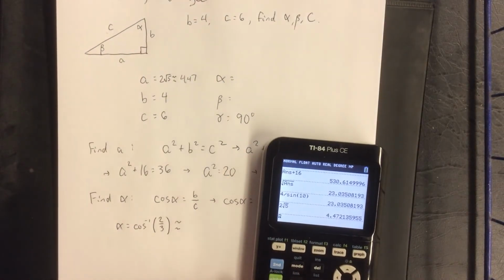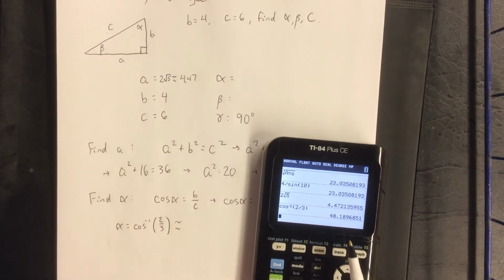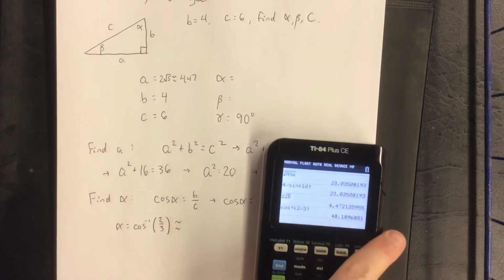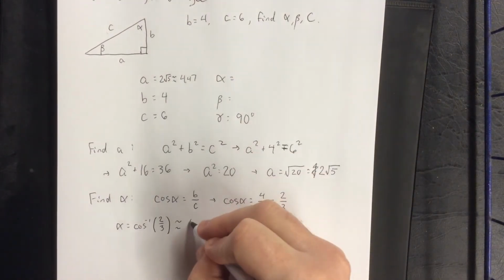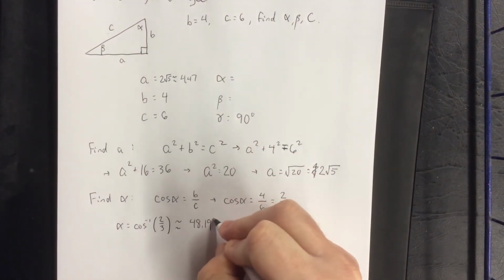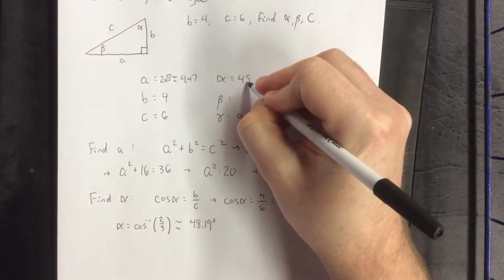So, the arc cosine of 2 over 3, according to the calculator, and we did verify in our last example that this is in degree mode, that would be about 48.19 degrees. And we'll mark that up here as well.